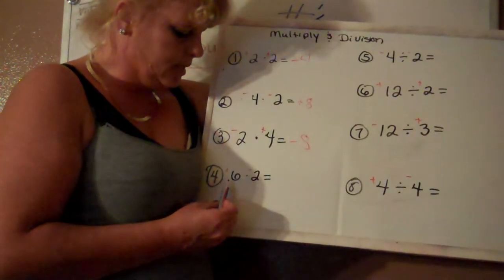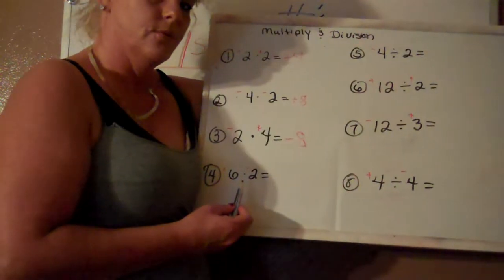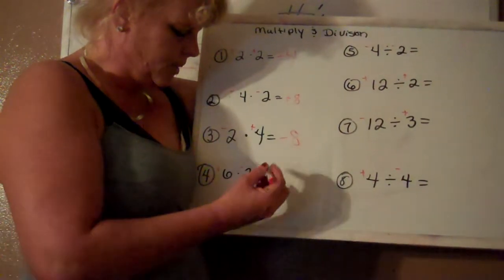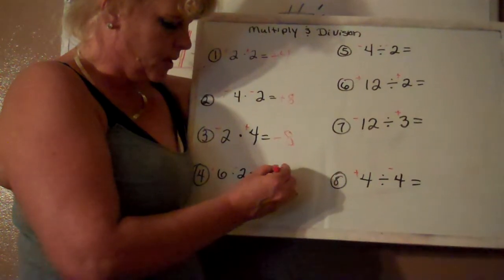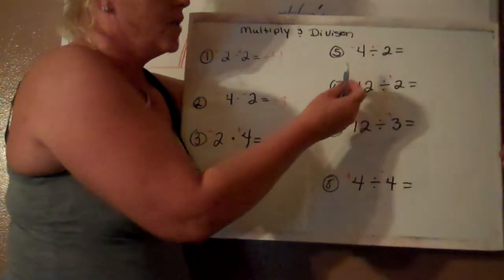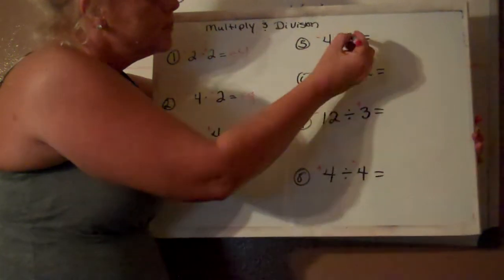A positive 6 times a negative 2. Well, that's going to be a negative. Multiply as you would usually do. Now we're going to dividing, and the same rules apply.